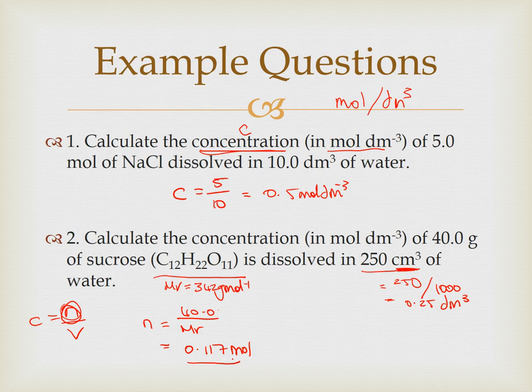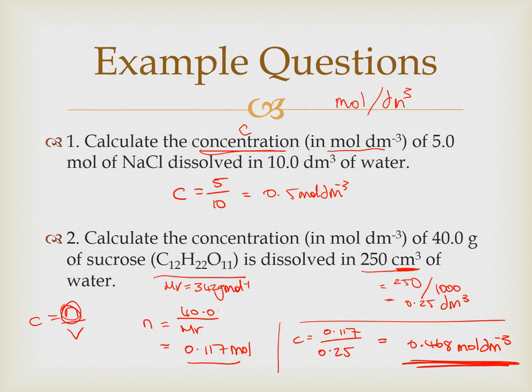Now I have a number of mole that I can substitute into this formula, so my overall concentration is going to be equal to 0.117 divided by 0.25, which is going to give me 0.468. It's a concentration, so it's going to be moles dm to the negative 3. That's my final answer there. If we're looking at significant figures, in this case, this is 3, so we can leave it as 0.468 and don't truncate it.